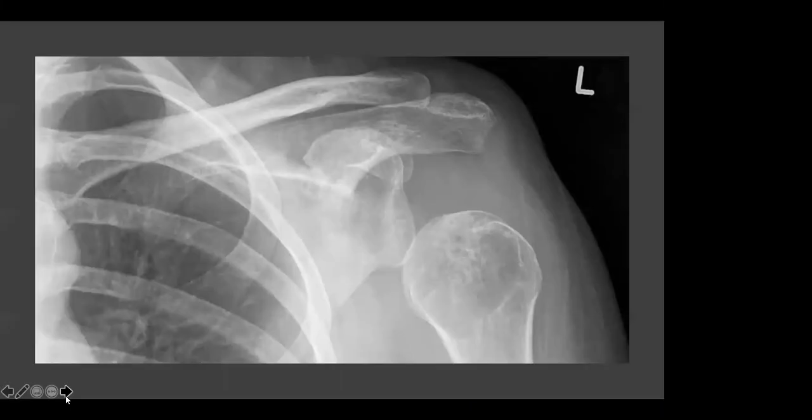Since this talk is focused on imaging, I'm going to try and show you as many images as possible of common cases that you're likely to see. Hopefully these will be easy to remember, and it will look super impressive if you can remember these on a medical surgical ward round or in theatre.